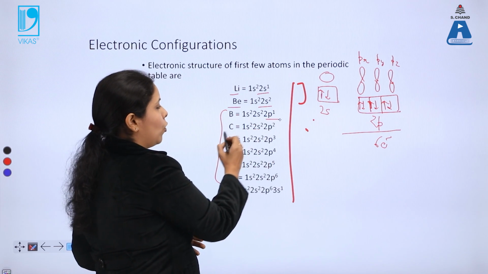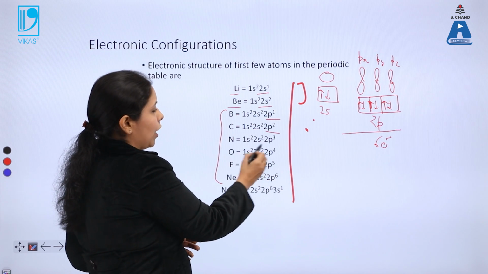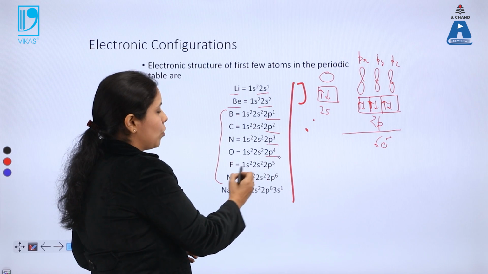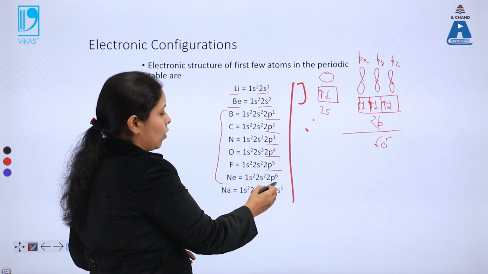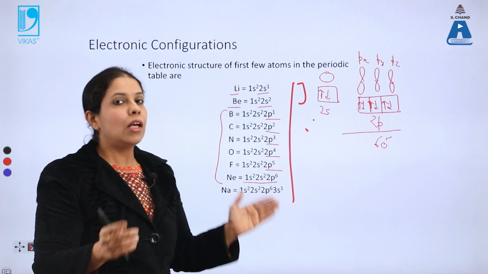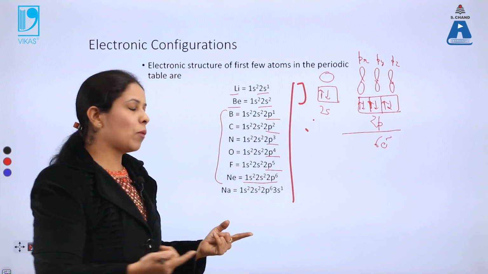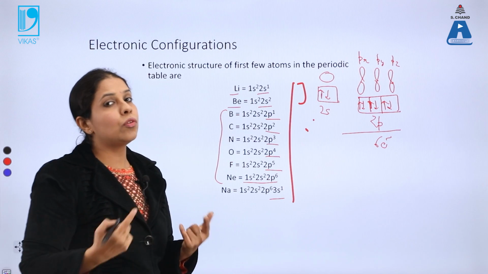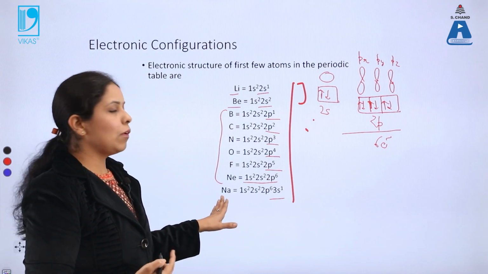So 2p1 is boron, carbon has 2p2, nitrogen 2p3, oxygen 2p4, fluorine 2p5, and neon will have 2p6. That means the whole p orbitals are filled in this case. We have already seen that after the 2p orbital, the electron will prefer to go into 3s. So the 3s orbital will have sodium.